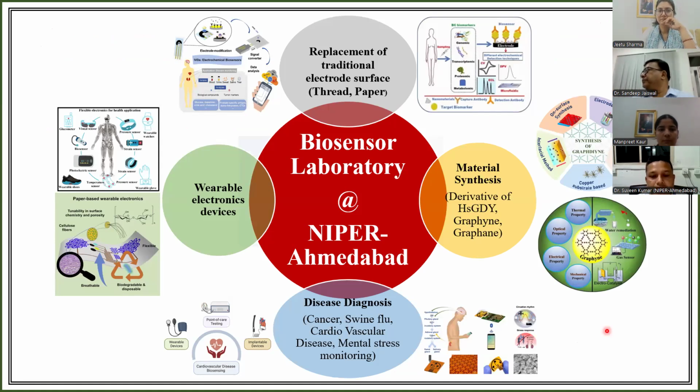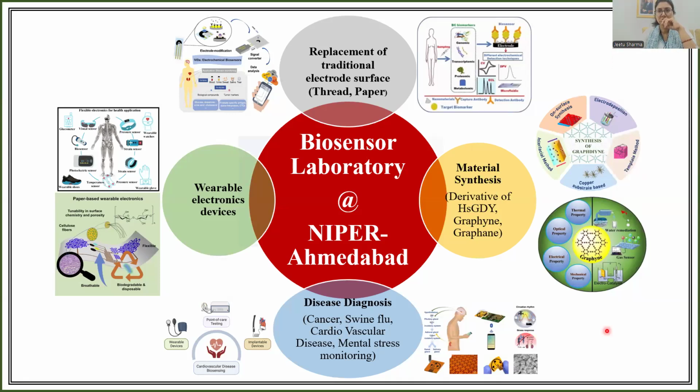Our lab is mainly focusing on four different areas. First one is replacement of traditional electrode surfaces, that we generally use when we are talking about biosensors. Generally, ITO or gold electrode is used for the development of biosensing platforms. Along with this, our lab is working in the field of thread-based biosensors and paper-based biosensors. Another domain of our research group is material synthesis.